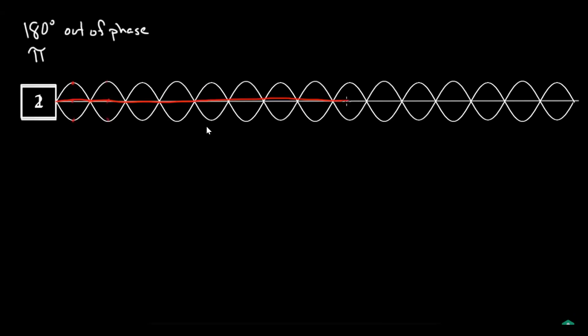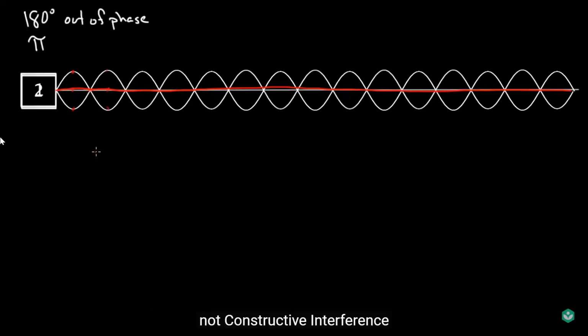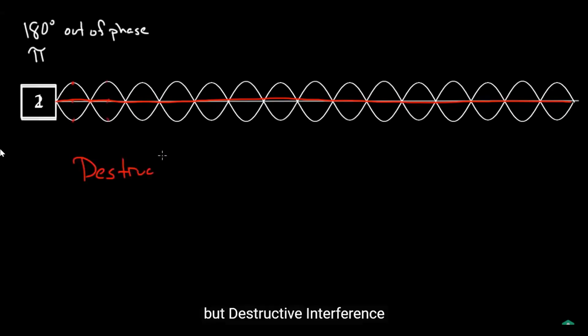So why do these two waves cancel? Because the crest is meeting the trough of the other wave. They're out of phase, with a 180 degree phase difference. This is not constructive interference, but destructive interference, because these have destructively combined to form no wave at all.